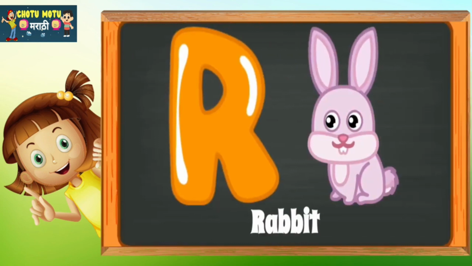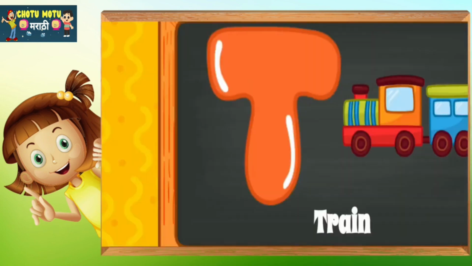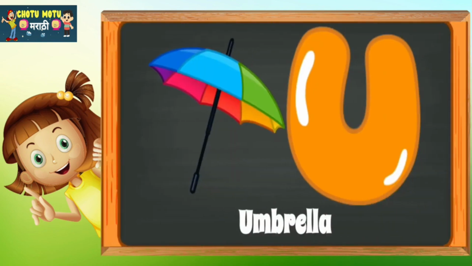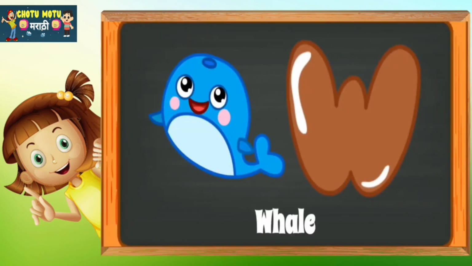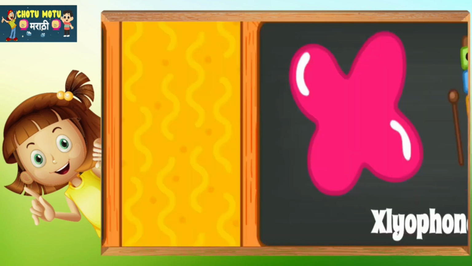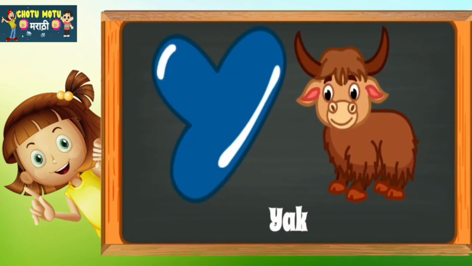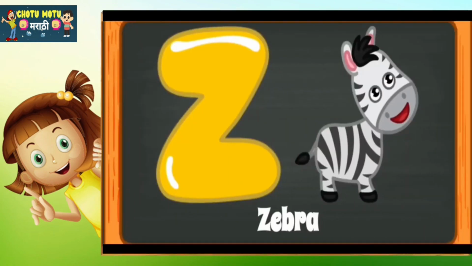R for rabbit. S for sun. T for train. U for umbrella. V for violin. W for whale. X for xylophone. Y for yak. Z for zebra.